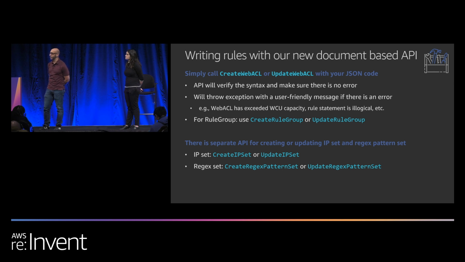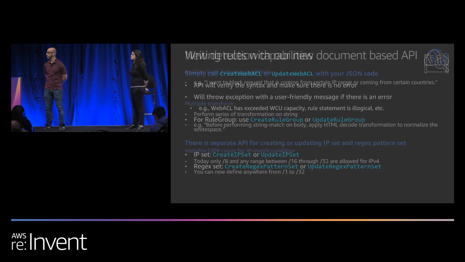The one exception is we do still have IP sets and regex pattern sets separate because those tend to be updated on a different cadence than the other types of rules within your application. And so you can do those again with the same create or update calls. But if you want to update an IP set, a lot of customers, and we'll get into an example in a second, have automation where they're constantly monitoring for new IPs. You'll be able to use those APIs as well.